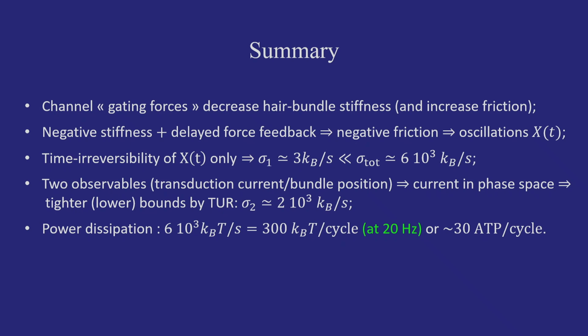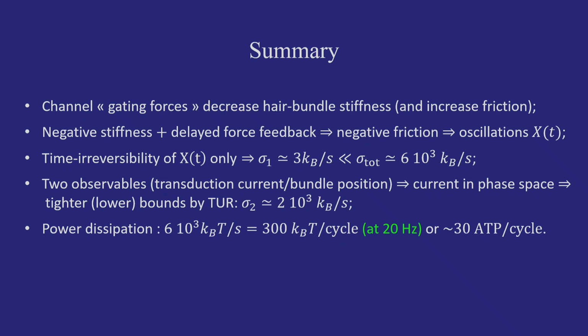Now, this requires energy to drive oscillations. If we analyze time reversibility of x of t only, we can demonstrate activity, but the bounds we get are very small compared to the true power dissipated by the hair bundle, which is on the order of 6,000 kBT per second. Now, if you have access to two observables, which would be the current that flows through the cell and the position of the hair bundle, then we can get tighter bounds, which are only threefold lower than the answer, so 2,000 kBT per second.